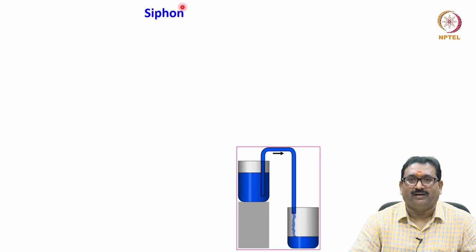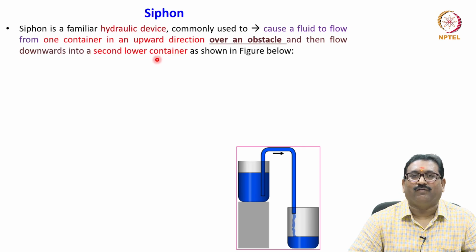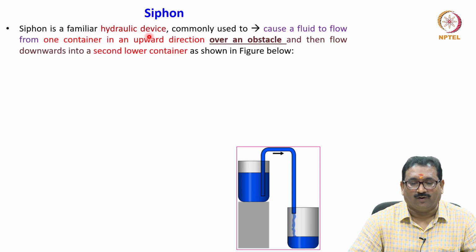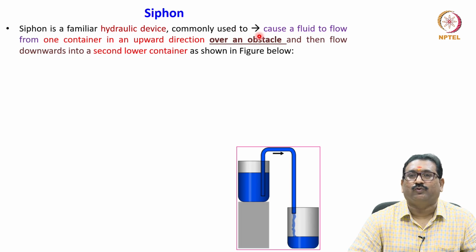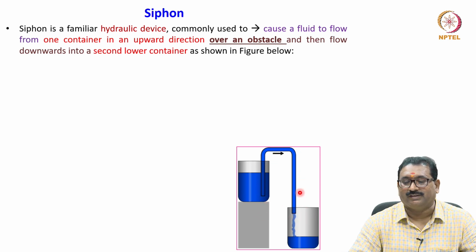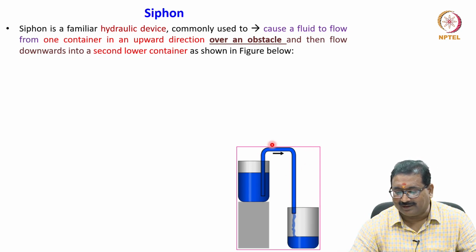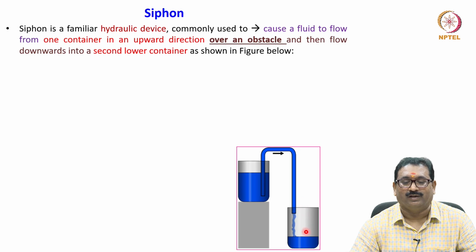Now, we will move on to the device I will call the siphon. What is this siphon, friends? A siphon is a familiar hydraulic device commonly used to cause a fluid to flow from one container in an upward direction. You will see here two containers. This is a siphon. A siphon is a tube used to cause a fluid to flow from one container to another container, over an obstacle. Here it is a U-tube, and then the fluid flows downwards into the second container.